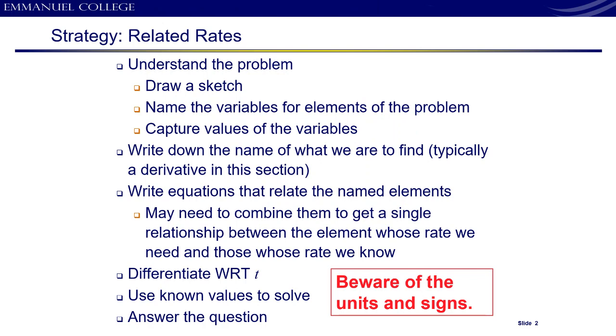So this is just a repeat of our strategy for related rates. Understand the problem. What's it asking? Do I need to draw a picture, if that's going to help? Do I need to name my variables? Well, you should always name your variables. And then capture the value of the variables, meaning if it's an object that's moving through space, how much time has passed, or what is the object? It's like either an X coordinate or Y coordinate in space, something like that.